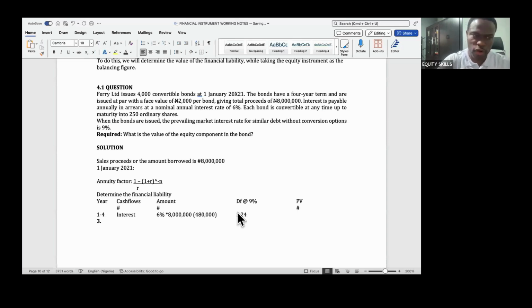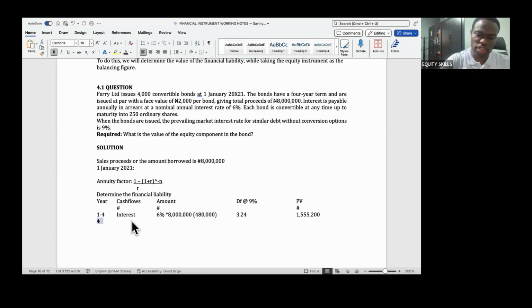So 3.24 multiplied by 480,000, that will be 1,555,200. So that's the present value of the interest.